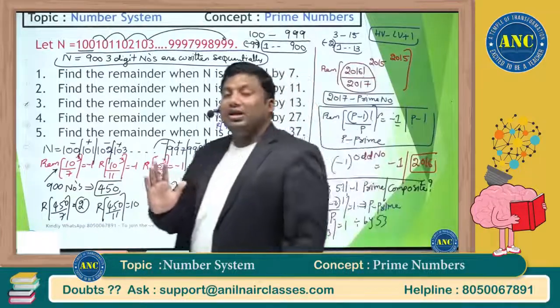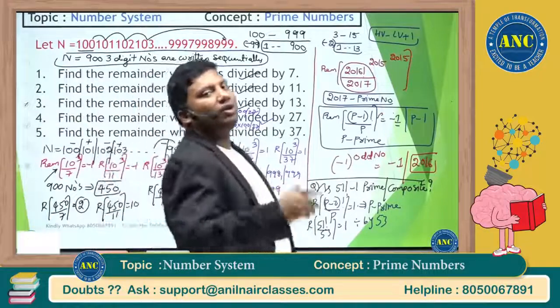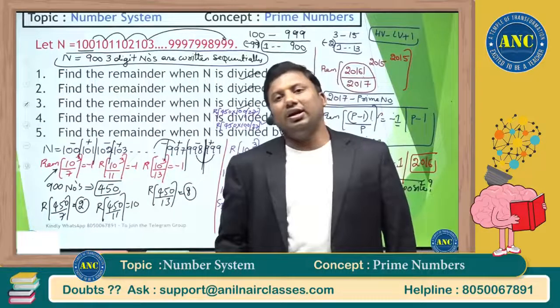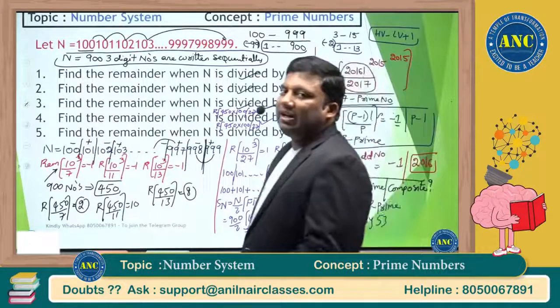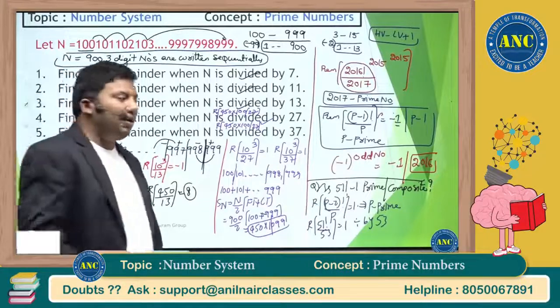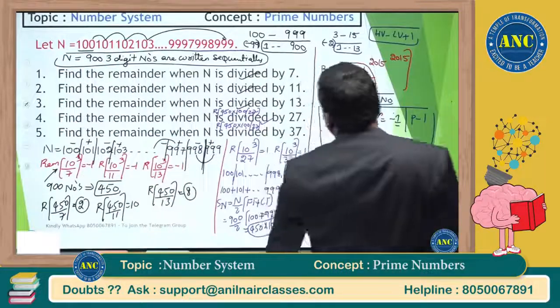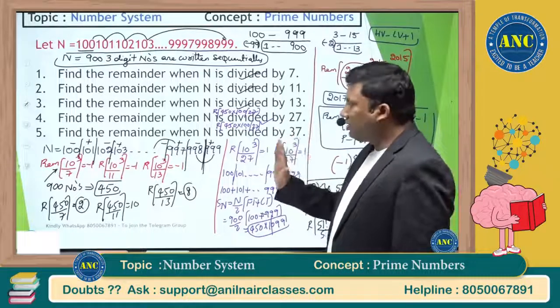What is the divisibility rule for 7, 11, 13? Start from unit digit. Take a group of 3 digits. Alternatively add and subtract. What is the divisibility rule for 27 and 37? Start from unit digit. Take a group of 3 digits and add them. I hope the idea is clear.